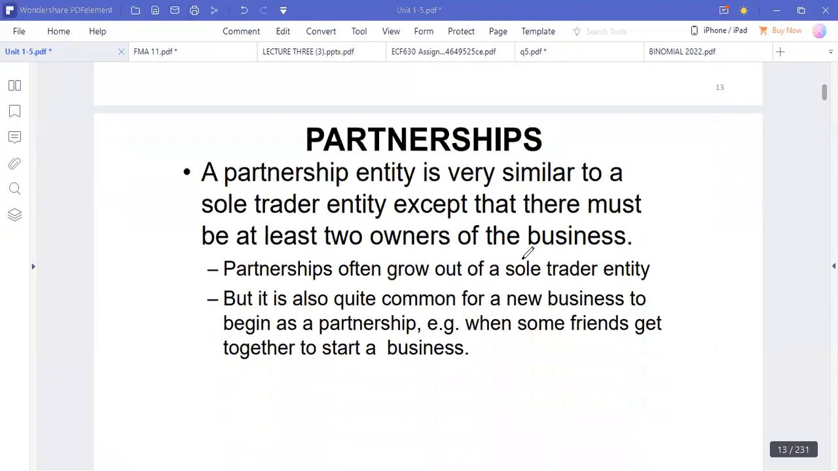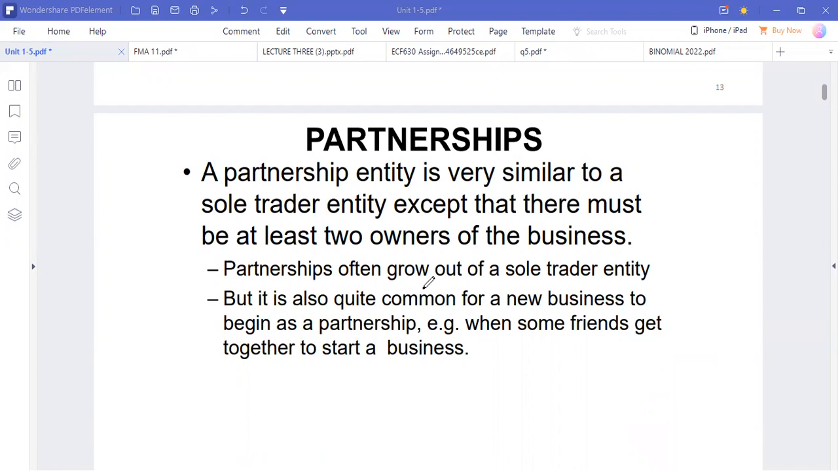When we go to a partnership, it is similar to a sole trader, except that here you must have at least 2 owners of a business, and a partnership will often grow or outgrow a sole trader. The limitations of a sole trader are now at least amplified here. So it is quite common for people to merge to form a partnership from about 2 to 20. Examples could include law firms, accountants.